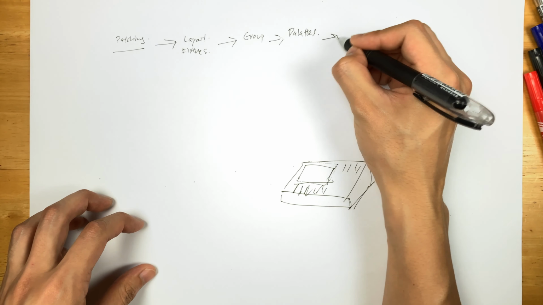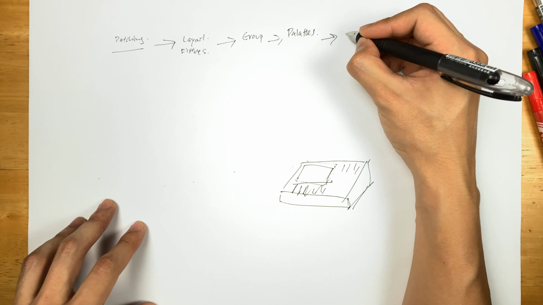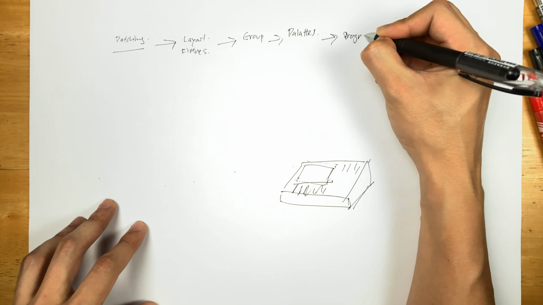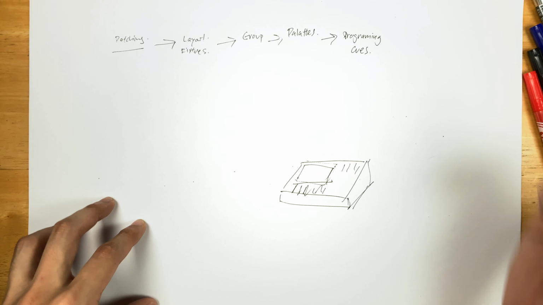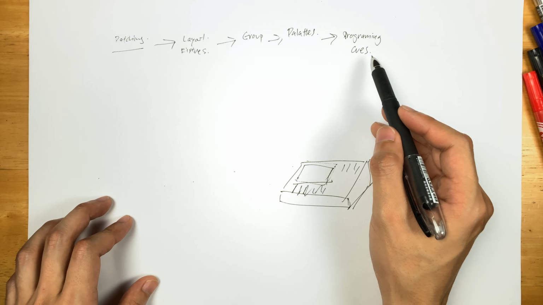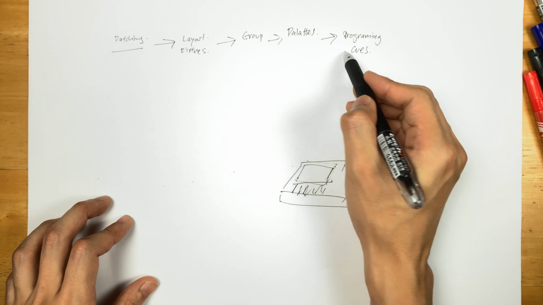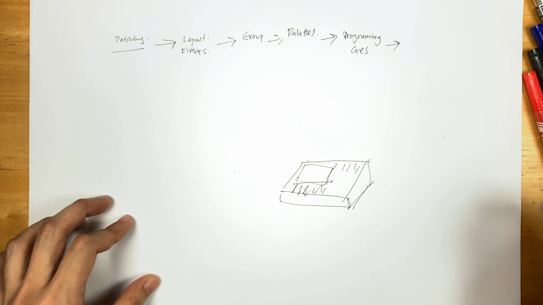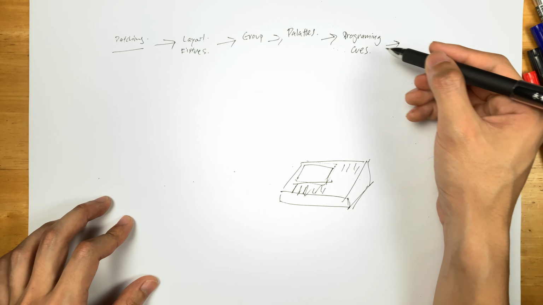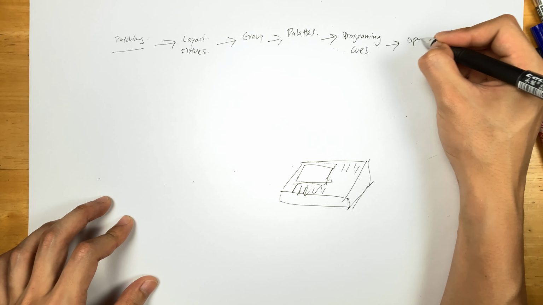Then after we have this, we can probably start programming cues. Usually this is the part where we start, and once we have the programmed cues in the faders, we operate.